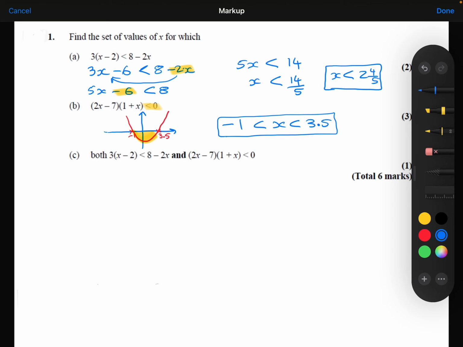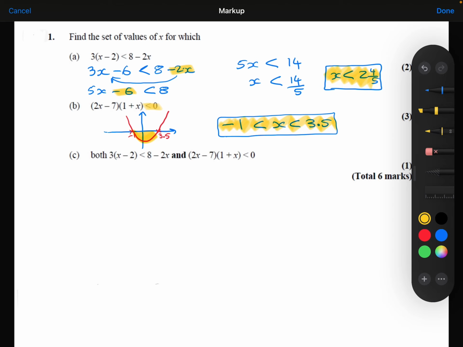Part C, find the set of values of x for which both 3 lots of x minus 2 is less than 8 minus 2x, and the 2x minus 7 times 1 plus x is less than 0. So the set of values of x for where this is true and this is true. Well, the first equation is saying that x has to be less than 2 4/5. The second equation is saying that x has got to be between minus 1 and 3.5.